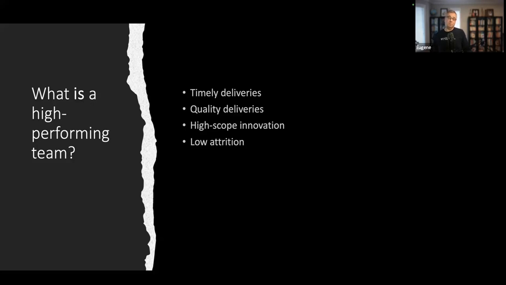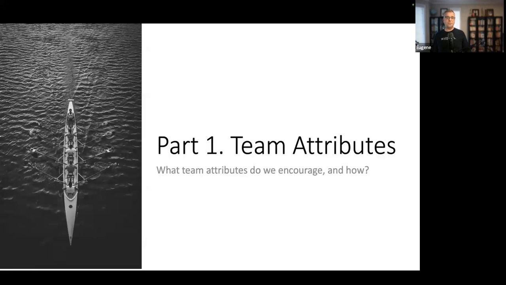And then final thing is obviously low attrition. This is a team that people don't want to leave, right? A team that is constantly in churn is not going to be able to be high performance, right? Because it's constantly losing people, obviously, right? So when thinking about this, let's first talk about as a team as a whole, what attributes do we want to encourage? And then we'll talk about how do we do it.